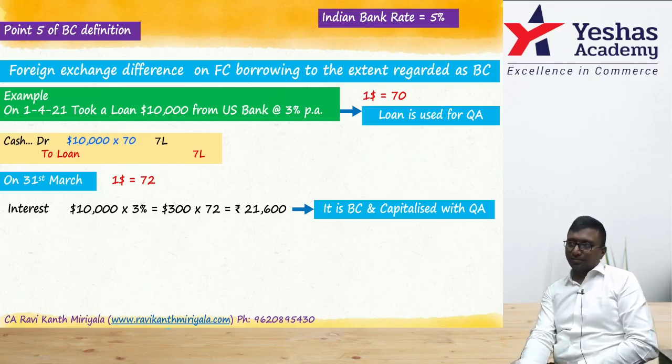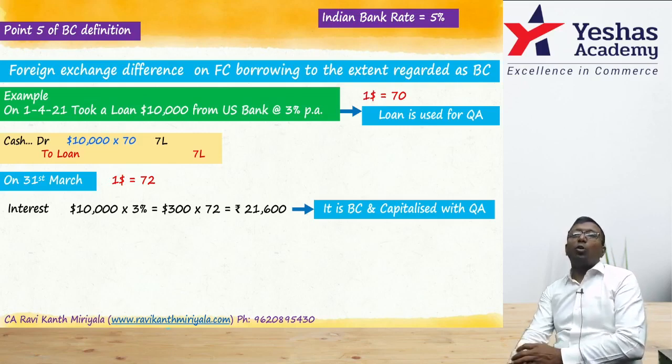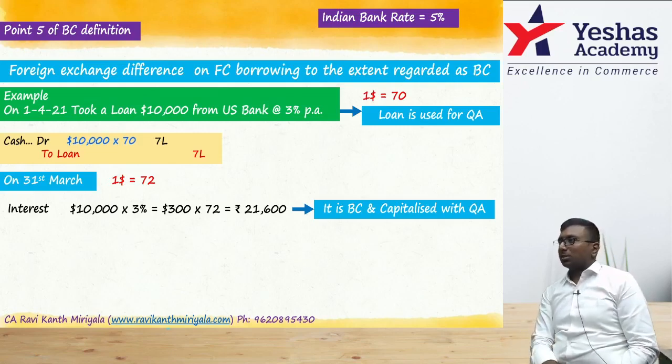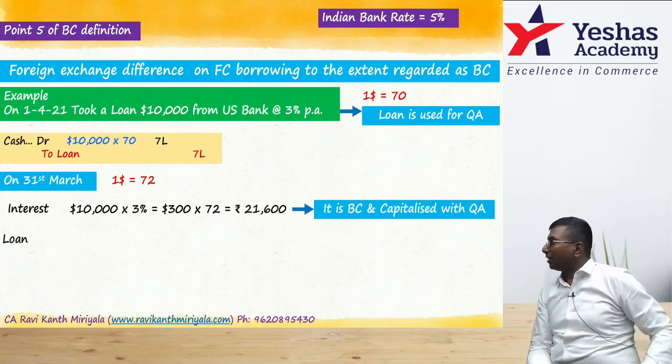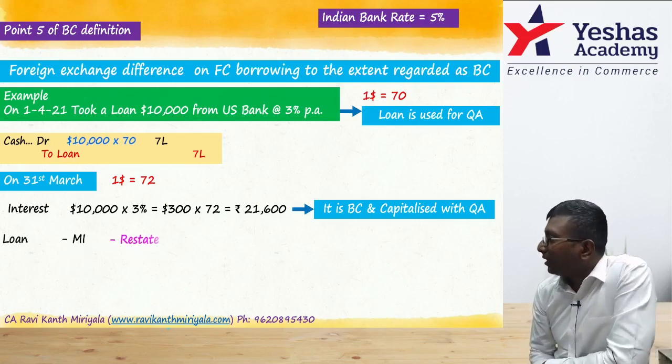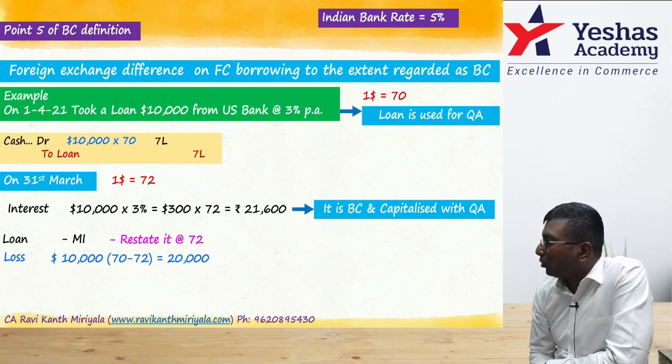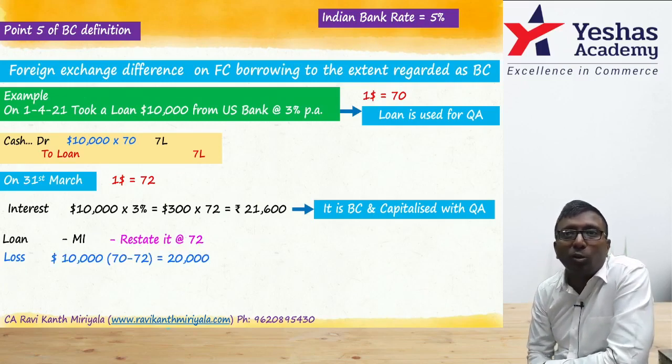How much loss? Rate is increasing. Loan, you'll end up paying more. More loan in the sense loss to me. How much is the loss amount? 20,000. Correct. 10,000 loan, 72 minus 70. 10,000 into 2. This is a monetary item. You are supposed to restate it. Loss is equal to 20,000. Now the question is, how to account for the 20,000?